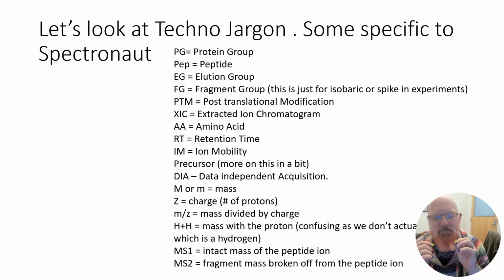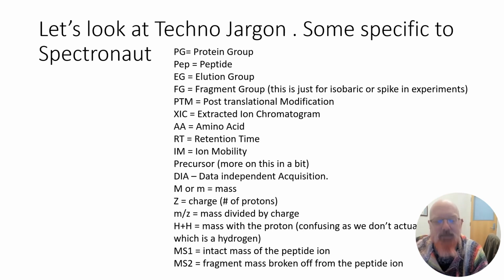Precursor, this is important, and I'll explain what precursor is in a couple slides from now. DIA, of course, is data independent acquisition. It's kind of really stupid. Basically just think of it as mass spectrometry for proteomics. Uppercase M or lowercase m is mass. Z is charge, which is basically the number of protons stuck to a peptide. M over Z is mass over charge. Remember, this is the one we actually measure. M plus H is mass plus the proton, and this is a little confusing because back in the day we couldn't tell the difference between a hydrogen and a proton, so that extra electron was too much for most mass spectrometers. Now we easily can, so we call that M plus H.